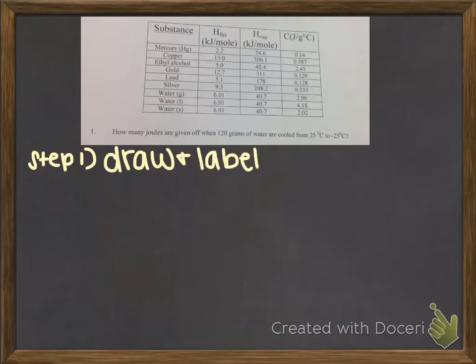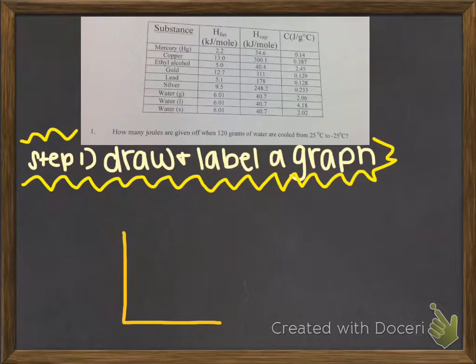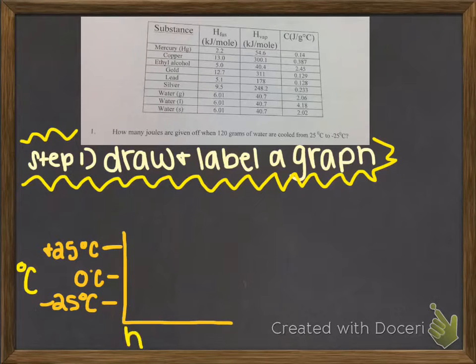So step 1, again, is just drawing and labeling a graph. Given information in the problem is that the water starts at positive 25 degrees Celsius and goes to negative 25 degrees Celsius. And we know that in between 25 and negative 25 is 0, which is the freezing point of water. We just need to write that on the graph so that we know that there's a phase change going on.